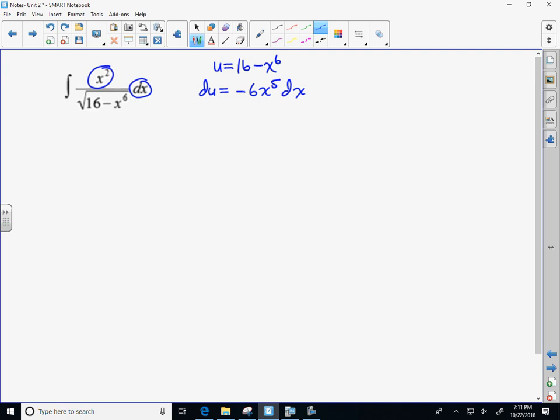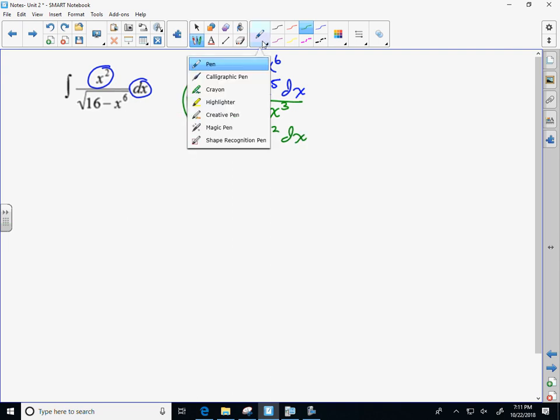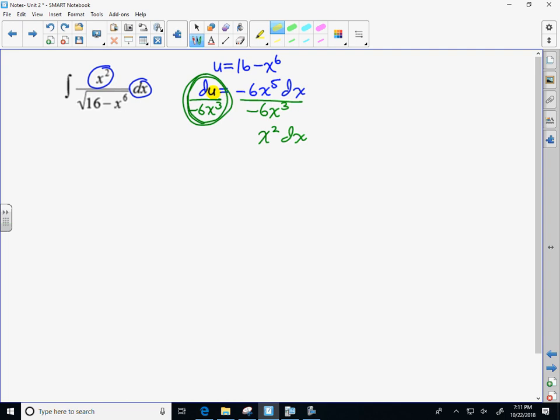Now I can manipulate this expression so that it says x squared. I mean, that's easy enough. I'll just divide by negative 6x cubed, and that'll make an x squared dx. The problem is I'd have this whole expression here that's in terms of a u and an x. That's not good. Right? That means that through the cancellation process, I'm not going to be able to get rid of all of the x's. So something else needs to happen.